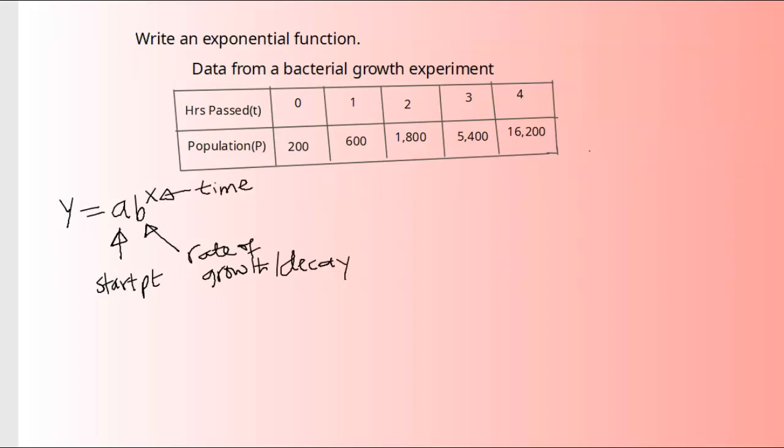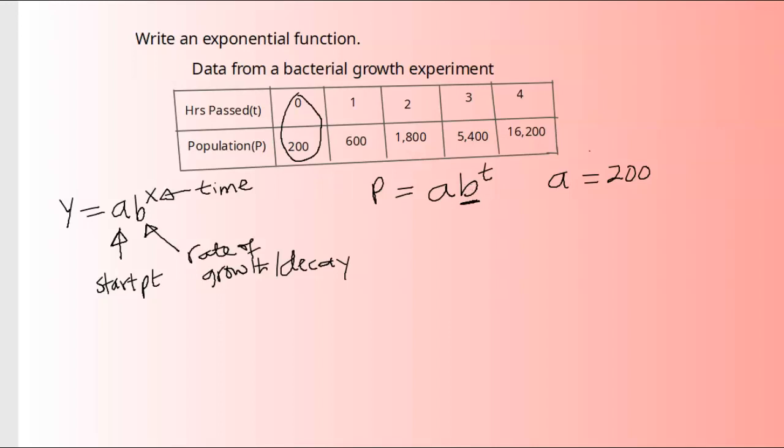In this situation, they have been using t and p. The population has been given as p equals a b to the power t. We are using the variables given here. So here we know our start. At time zero it was 200, so that means a is 200. Then we have to figure out the b, which is the rate.